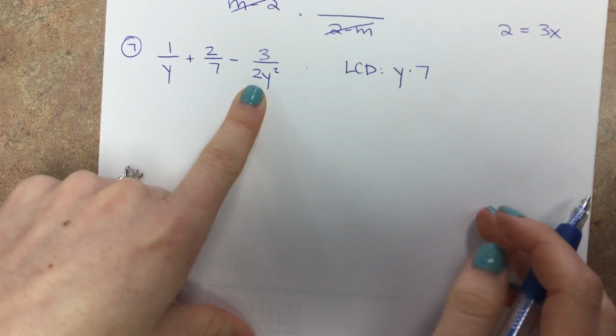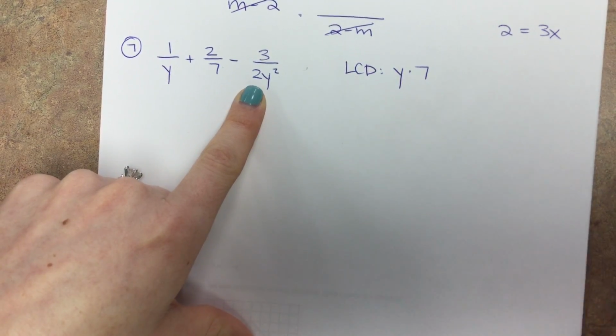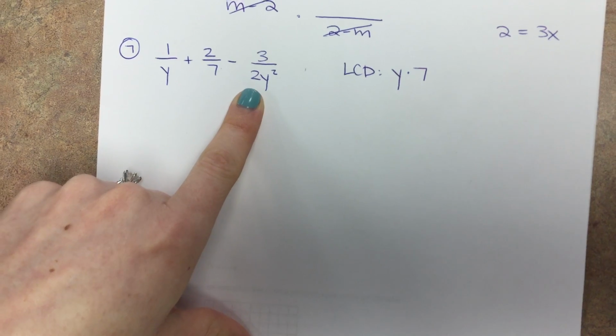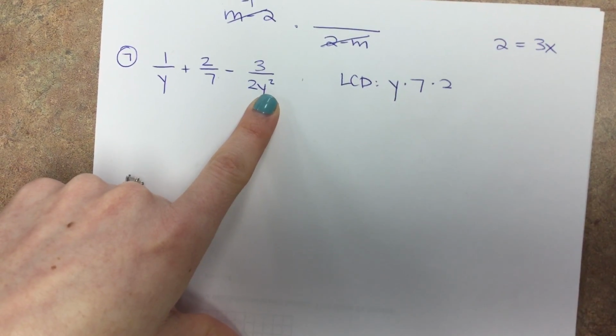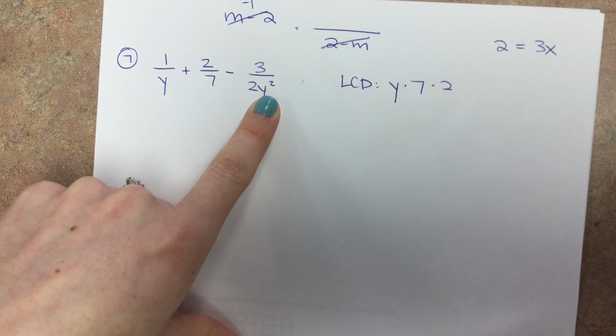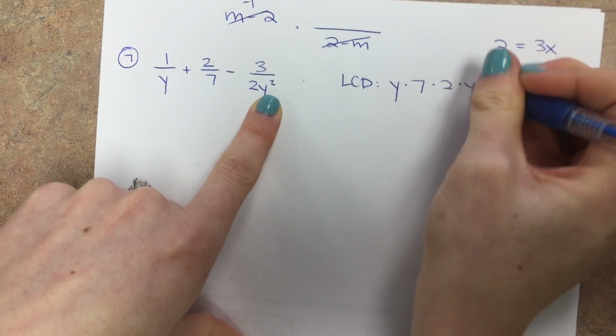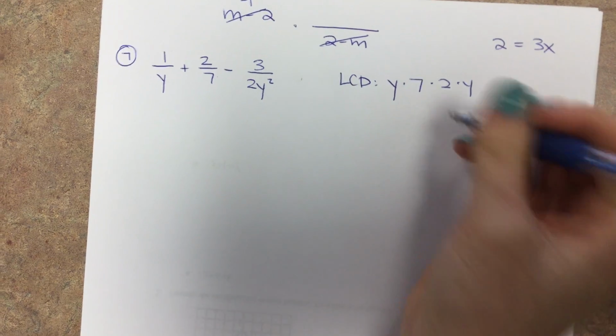Okay, so move here. Do I need to add in a 2? Do I have a 2 yet? No, so do I need to add in a 2? Yes. All right, how about a y squared? Do I need a y squared? No. I already have one y, so what else do I need? Just another copy of y. So what is my LCD?